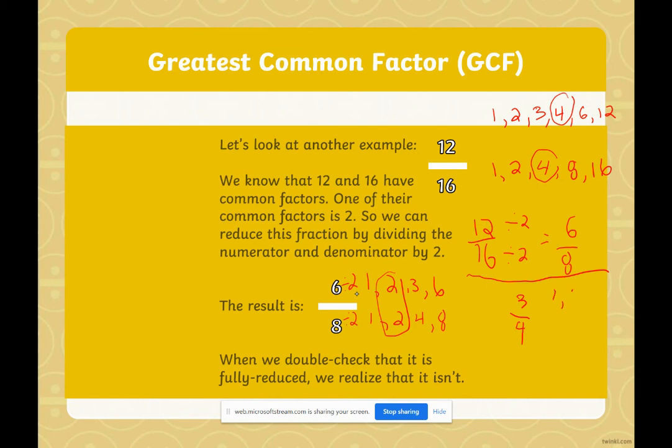Great, we've got a prime number on top, so that kind of tells me that we are maybe done. Let's just check our list of factors, and nope, nothing in common. 3 over 4 is done.